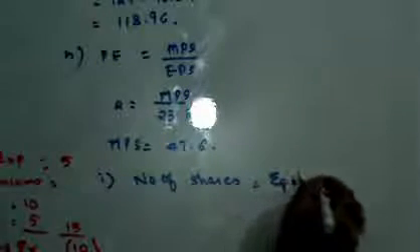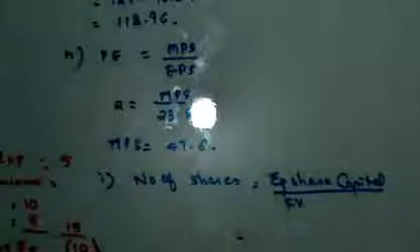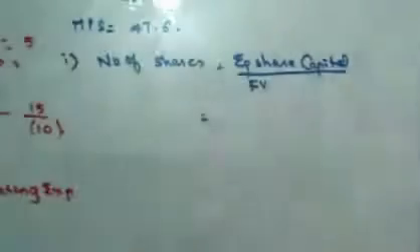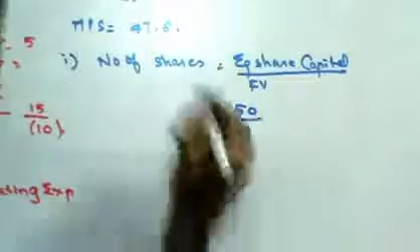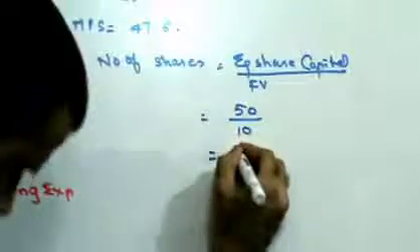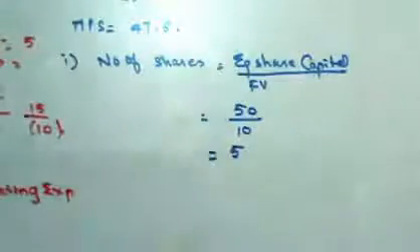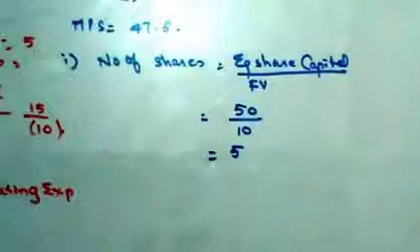Right, next let's find out how many shares do I have. Number of shares is equity share capital divided by face value of the share. Equity share capital is given to me as 50 lakhs divided by face value of each share is 10, right? So that is 5 lakh shares. The number of shares that I have is 5 lakhs, right?